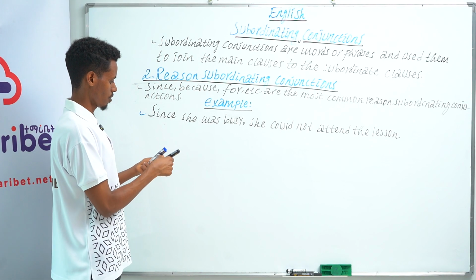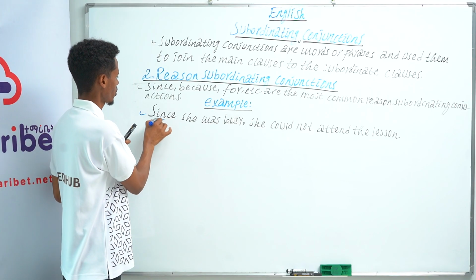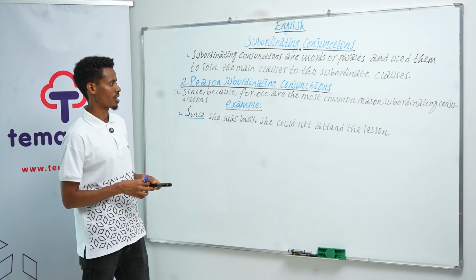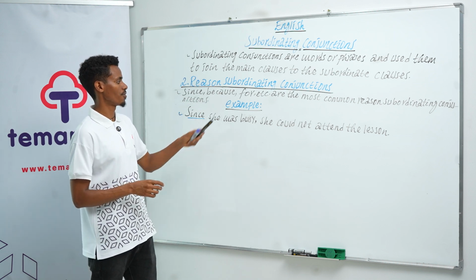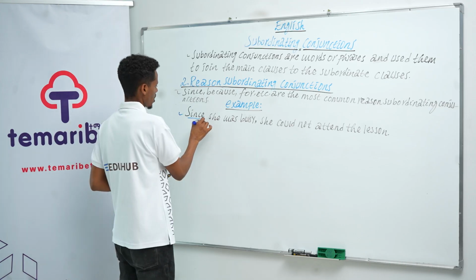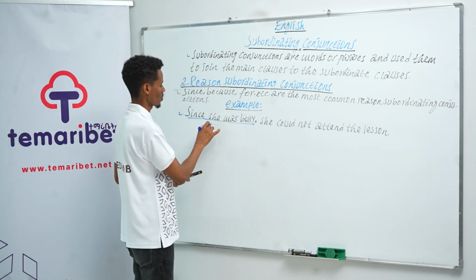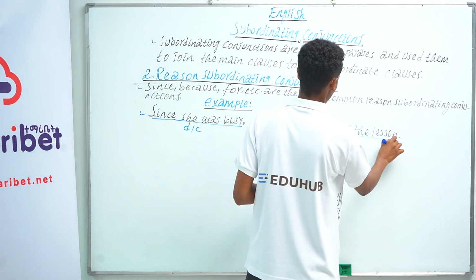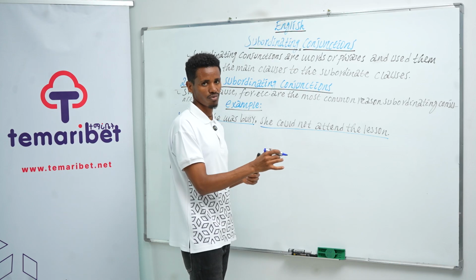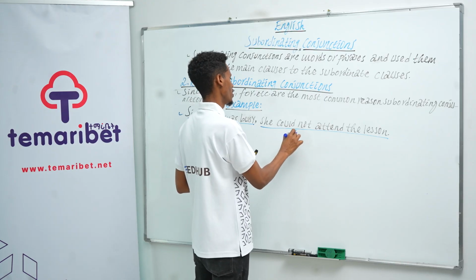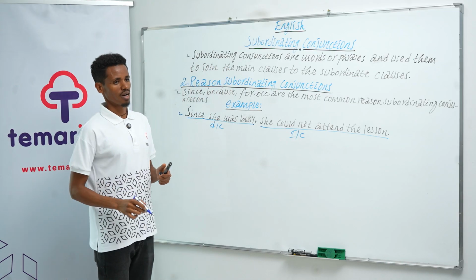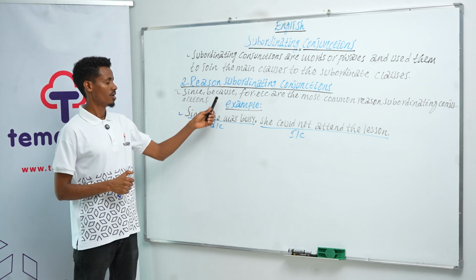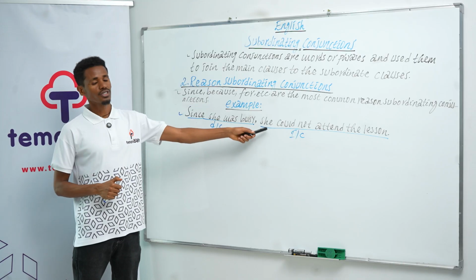Here we need to use one of the reason subordinating conjunctions, since, to refer to the reason of something. That means we use it to refer to cause and effect. So start from since up to the comma. This one is the dependent clause. And then the next one, start from the subject, here the pronoun she, up to the last part of the sentence. This one is the independent clause.